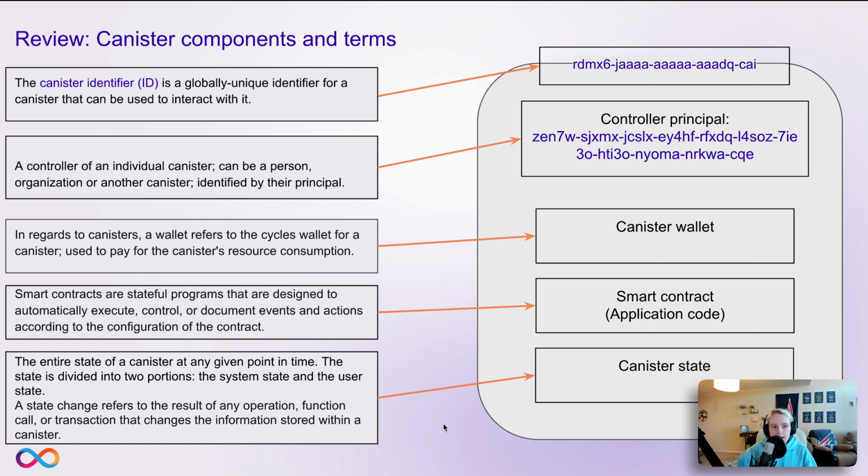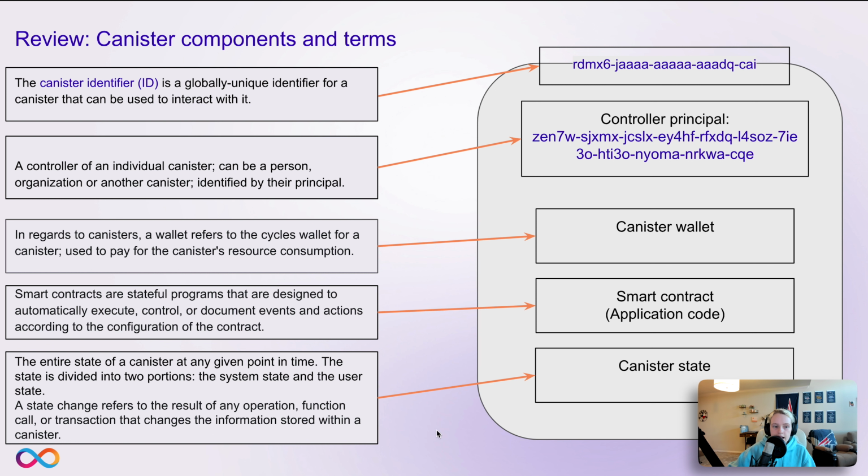This next slide contains this familiar graphic from episode 0.2, Internet Computer Terminology, and this is just to review the different canister components and terms that we talked about in that episode. So if you remember, the canister identifier is a globally unique identifier for a canister that can be used to interact and make calls to that canister. And a controller of an individual canister is a principal value that can be a person, an organization, another canister. Principals, if you recall, are not specific to one type of entity. They can be used to identify several different types of entities on the internet computer.